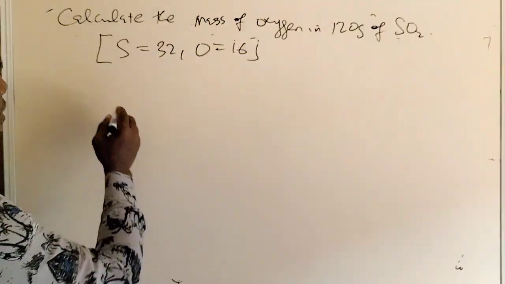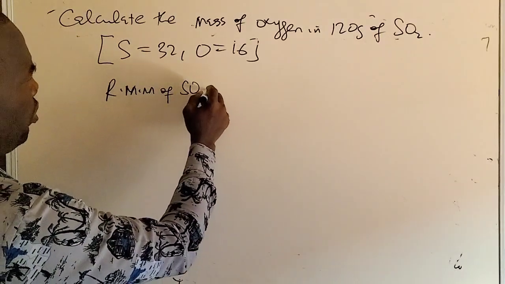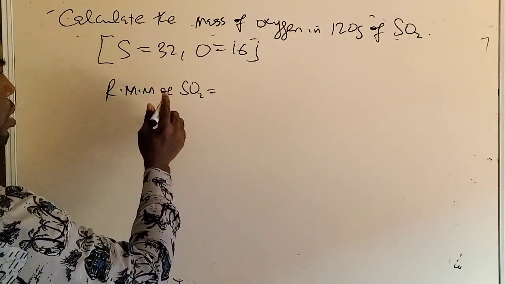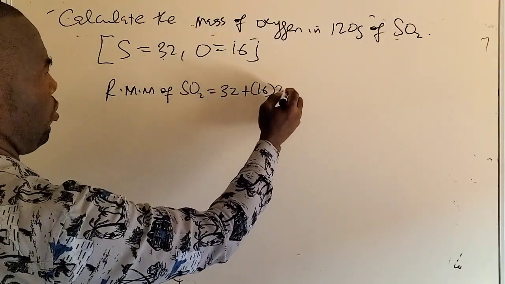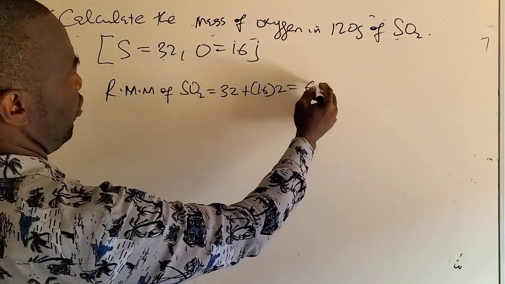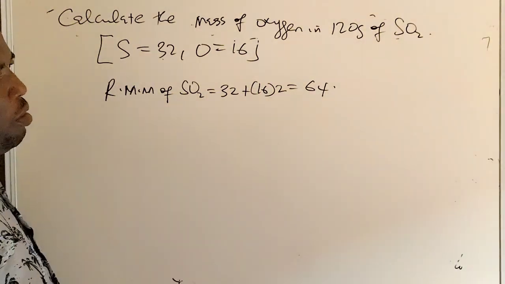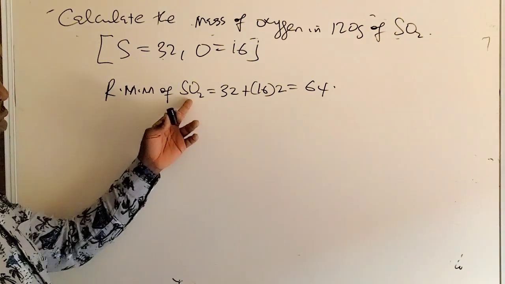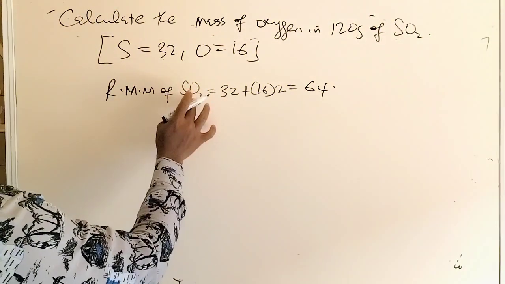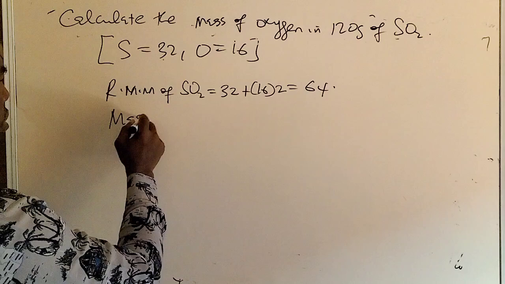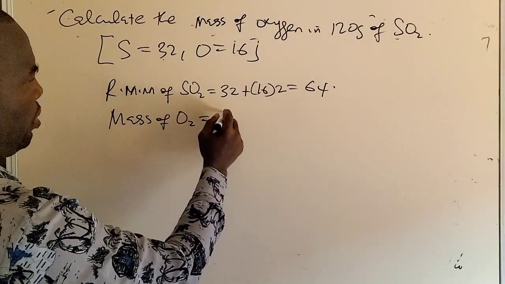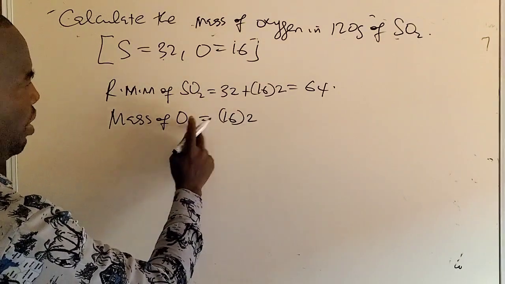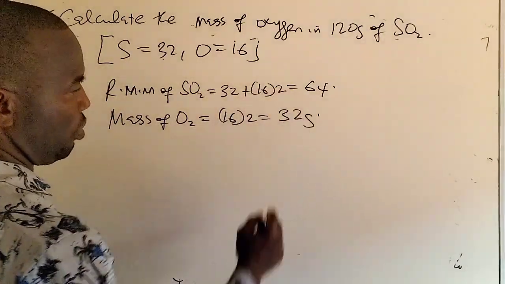We'll start by finding the relative molecular mass of SO2. With the values given to us, the relative mass of sulfur is 32, oxygen is 16 multiplied by 2 because of 2 atoms. That gives you 64 as the relative molecular mass, or 64 grams per mole as the molar mass of SO2. Then we look for the mass of oxygen in this. The mass of oxygen in this compound becomes 16 times 2 because there are 2 atoms of oxygen. That gives you 32 grams of oxygen.